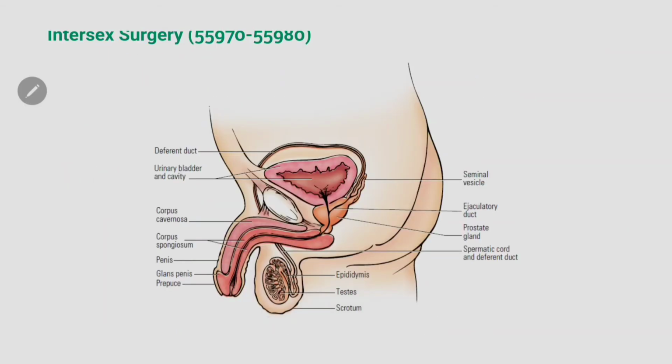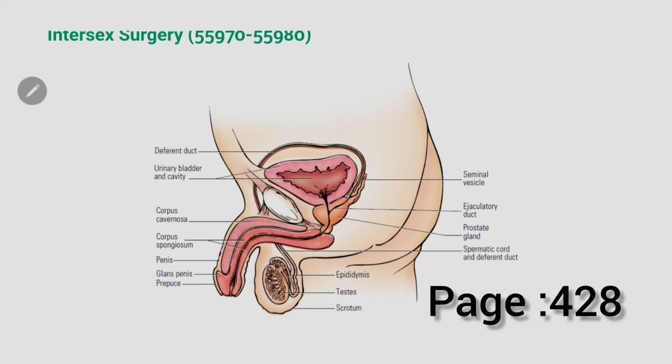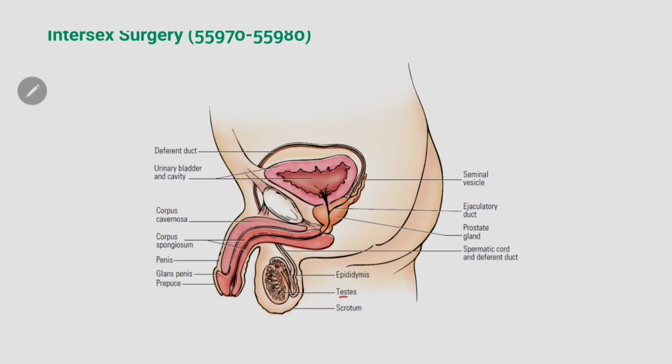Now let us study the anatomy of the male genital system. This diagram is present in your CPT manual, page number 428. So the external genitalia includes testis, epididymis, scrotum and penis. Internal organs for the male genital system includes prostate gland, seminal vesicle, then there is vas deferens, urinary bladder and cavity, then there is spermatic cord and vas deferens. So the male reproductive system includes parts of the male body that are involved in fertility and reproduction.